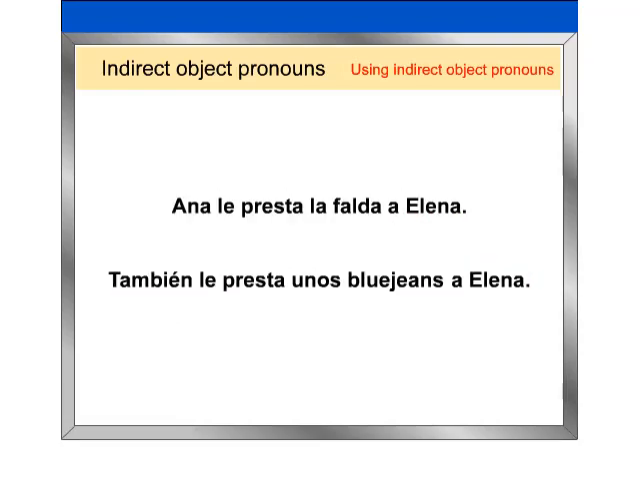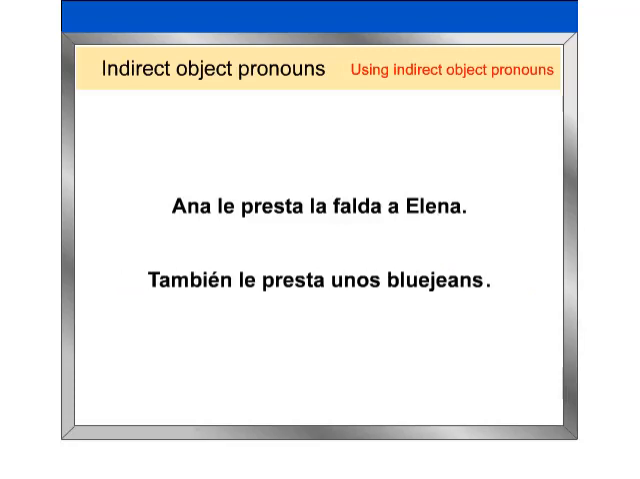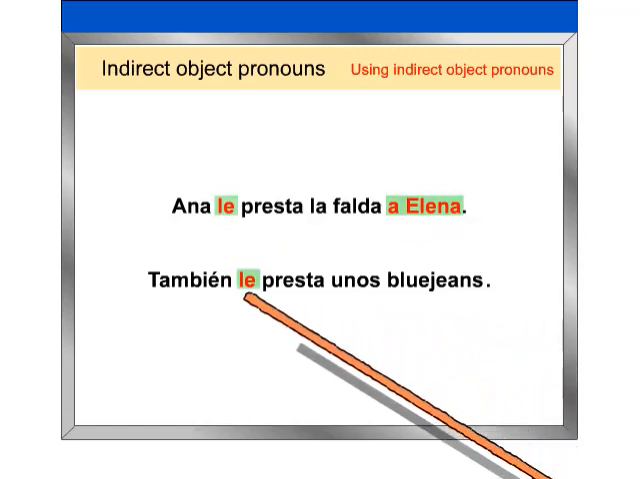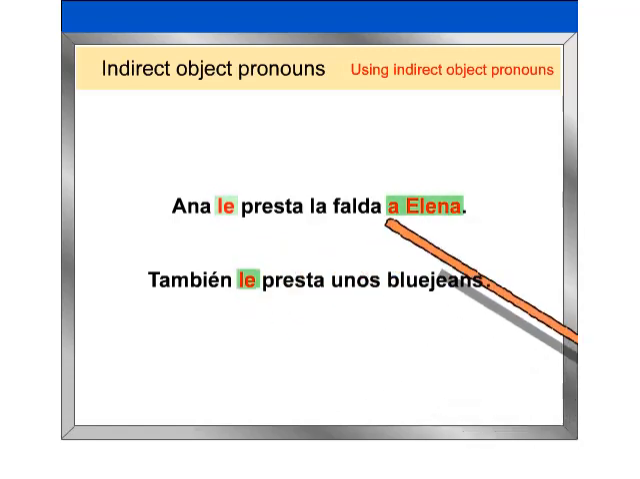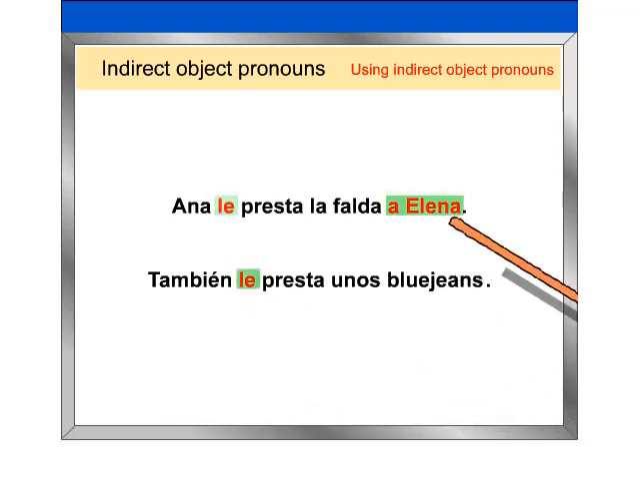Indirect object pronouns are also used without the indirect object noun when the person for whom the action is being done is known. Ana le presta la falda a Elena. También le presta unos blue jeans. In the second sentence, it is understood that le stands for Elena, so her name is not repeated.